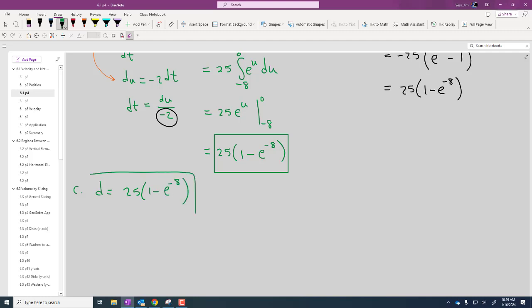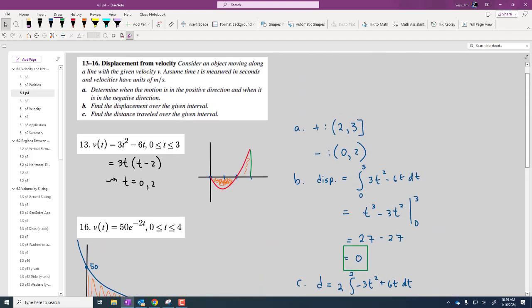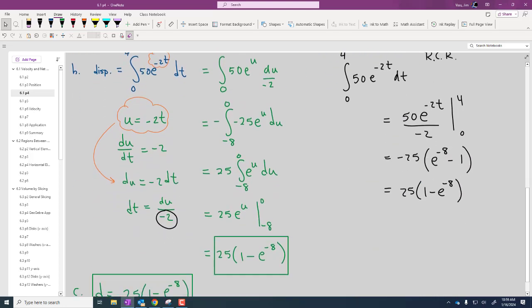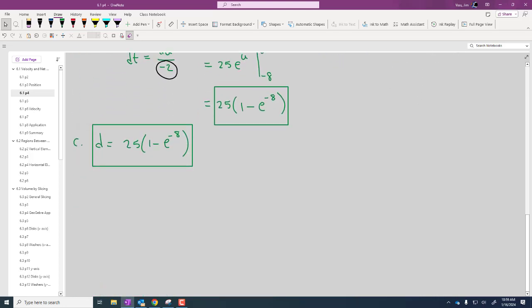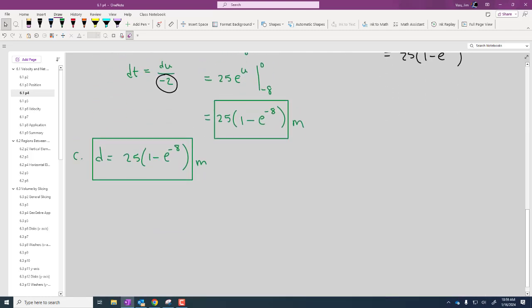And I think they probably gave us units. Did they give us units in this one? A lot of times in math they don't give us units, but sometimes they do. So we have t and we have meters per second. So this is going to be meters. This is going to be meters for those two, for displacement. And a was just intervals.